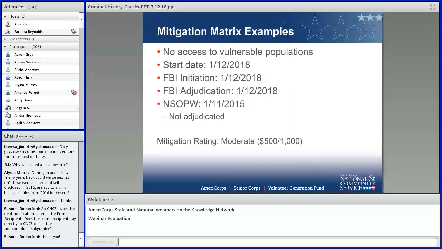All right, let's go to this next one here, which is a moderate mitigation example. This is someone who does not have access to vulnerable populations. Start date was January 12th. And the FBI was initiated on the 12th and adjudicated on the 12th. And then NSOPW was done on the 11th, but it was not adjudicated. Why does this result in a moderate mitigation? Let's go back to that slide.